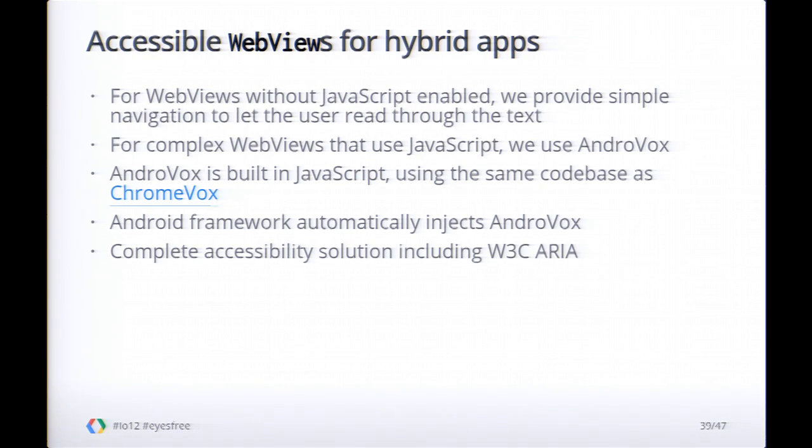On the other hand, if you're going to build something that's a little bit more dynamic, a little bit more Ajaxy, if you're going to use JavaScript and HTML5 as part of your UI, you can still make that accessible, you can still do a great job here. All you really have to do is follow the same best practices that you would do for a web app on the desktop. And the reason you do that is because on Android, we're running Android Vox.